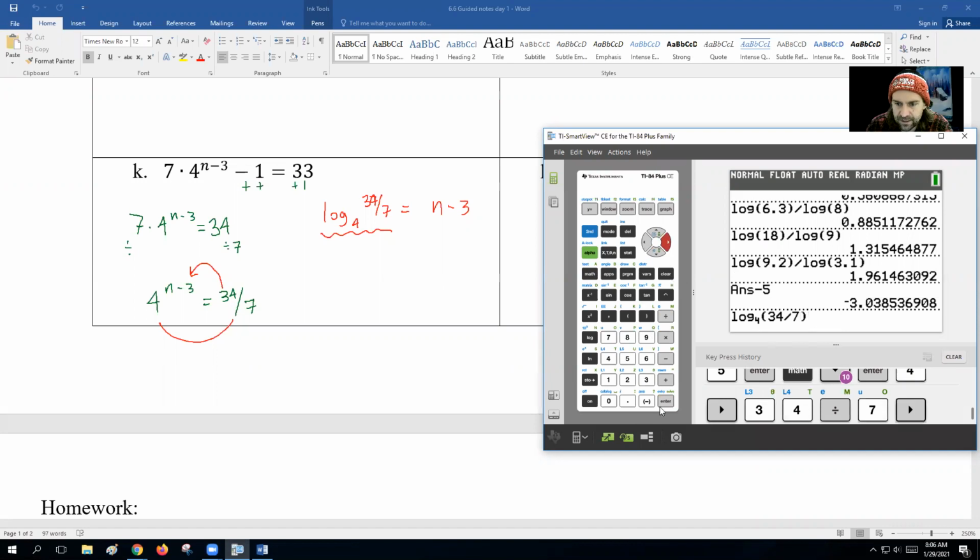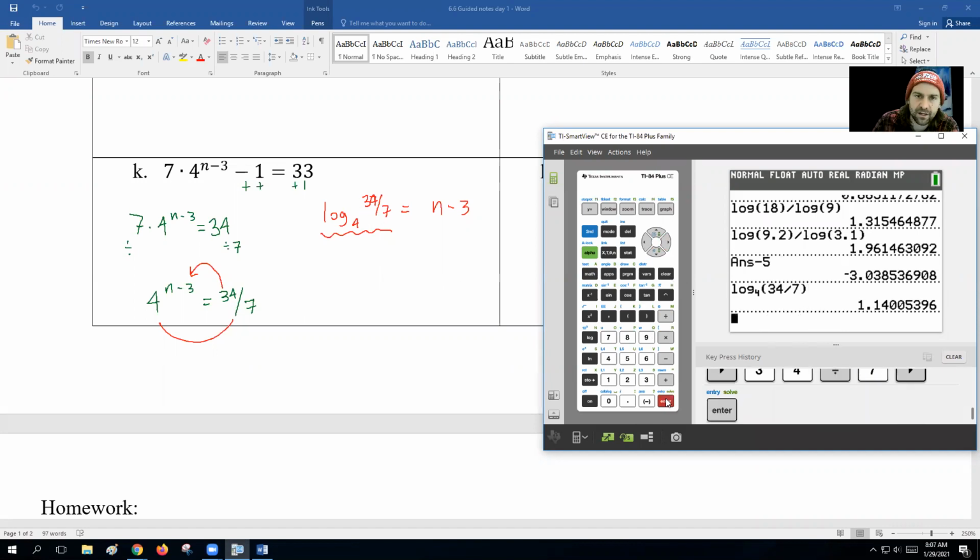Okay, so now we know at least it's going to be typed in because that's exactly what we want to find there. And we'd get, all right, 1.1401 is equal to n minus 3. All right, so the last thing we need to do here is just to add 3 over to the other side, and we get 4.1401 is what n equals.